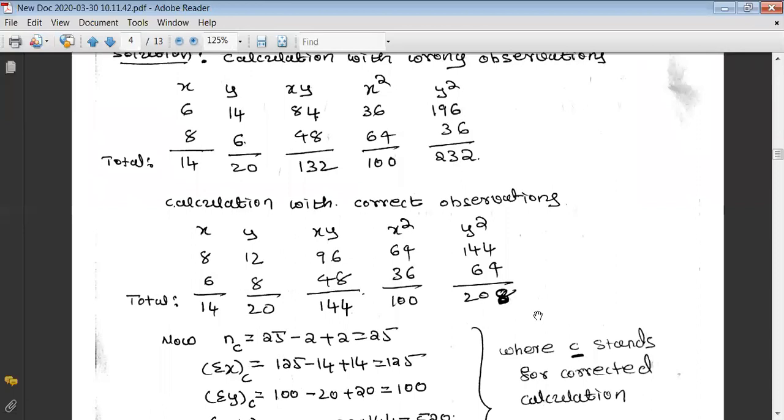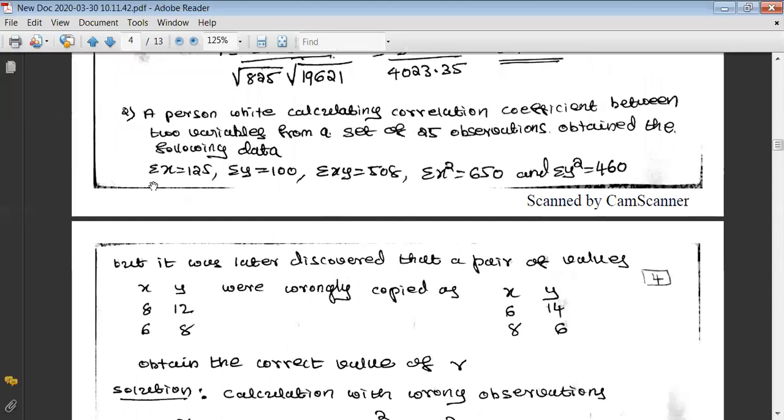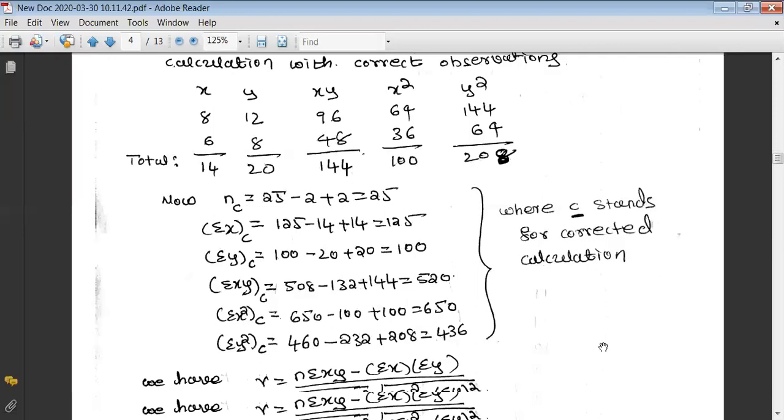And the next question, how to get the corrected values of these quantities? See here, the corrected values are denoted by C. That C stands for corrected calculation, that is, NC means corrected value of N. And corrected values can be obtained by removing the wrong entries and inserting the correct entries. Means, by subtracting the wrong calculation and adding the correct calculation, we get the corrected value.